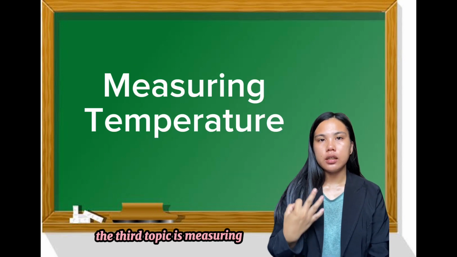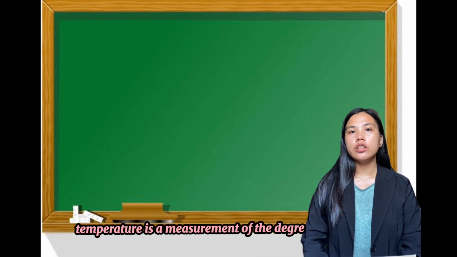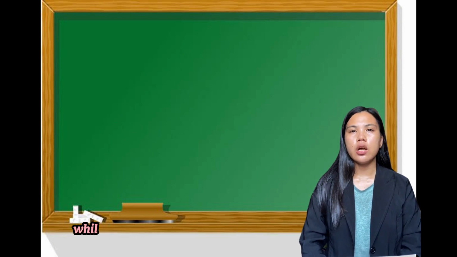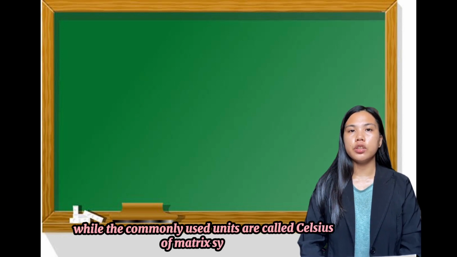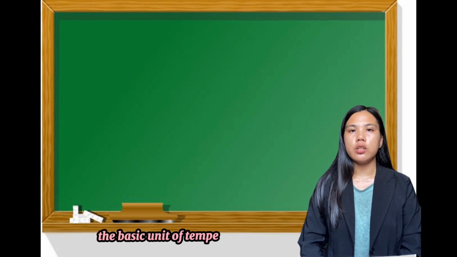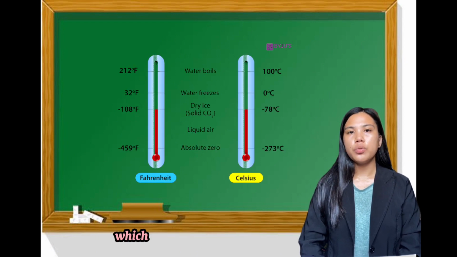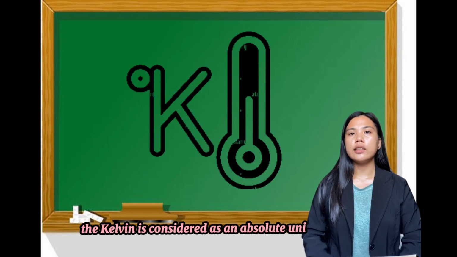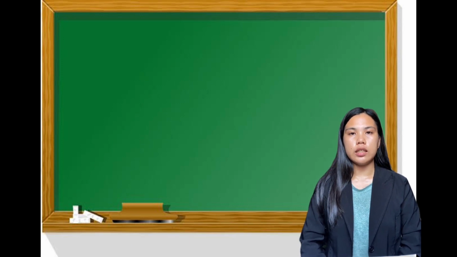The third topic is measuring temperature. Temperature is a measurement of the degree of hotness or coldness of an object or a substance. While the commonly used units are Celsius for the metric system and Fahrenheit for the English system, the basic unit of temperature is the Kelvin. Unlike Celsius and Fahrenheit, which are considered degrees, the Kelvin is considered an absolute unit of measure and therefore can work algebraically.